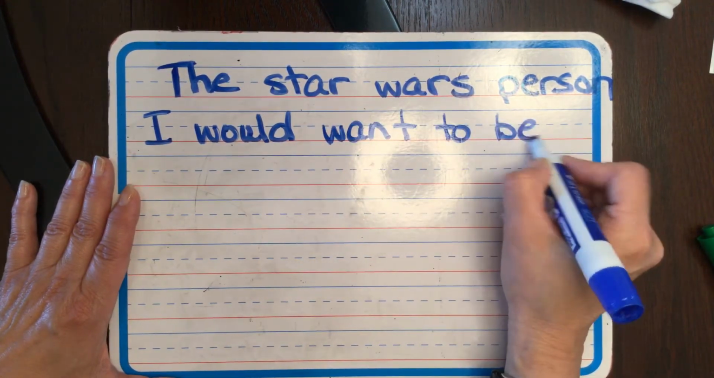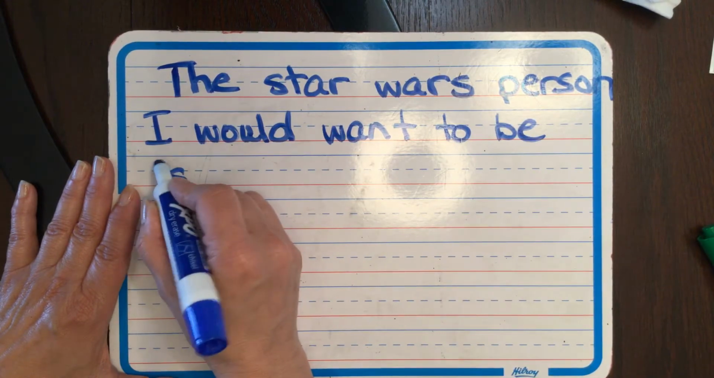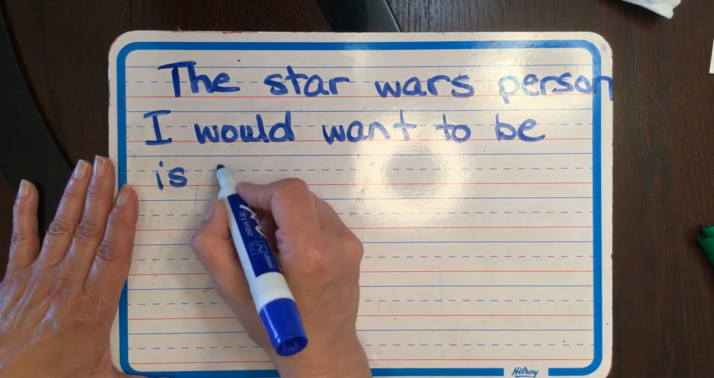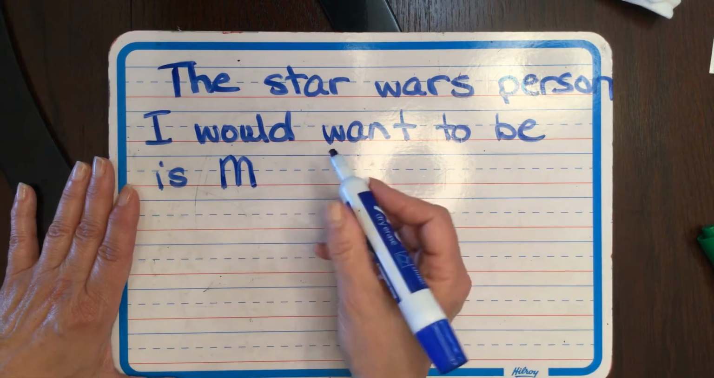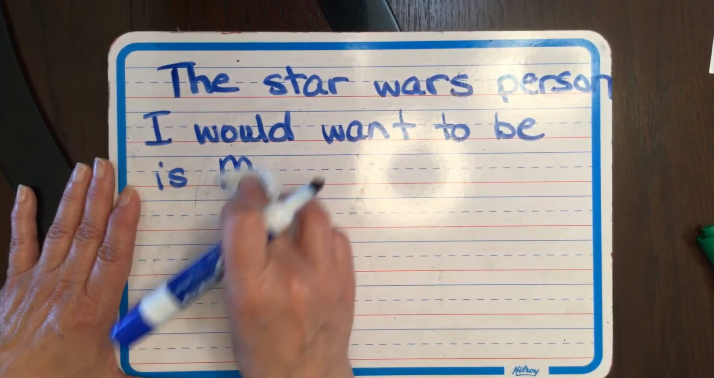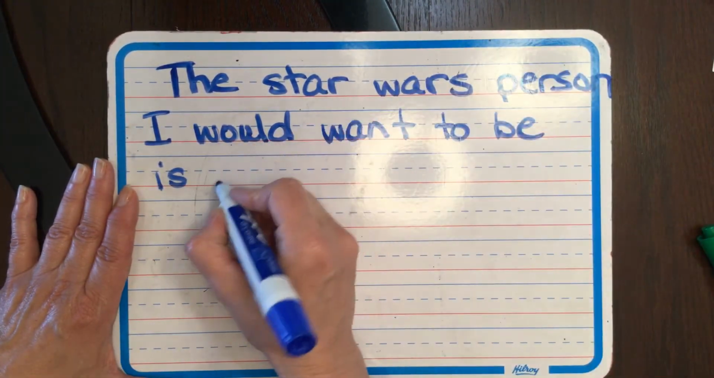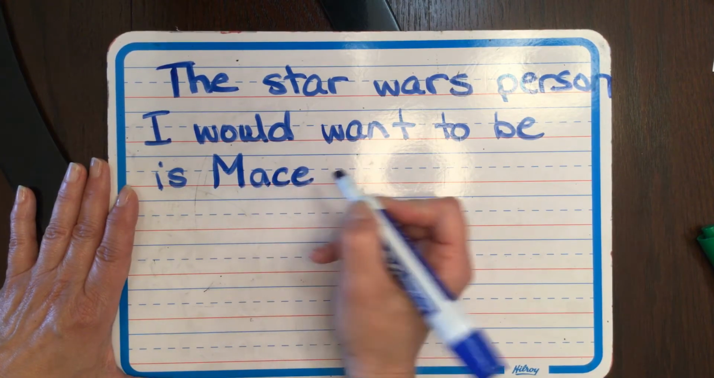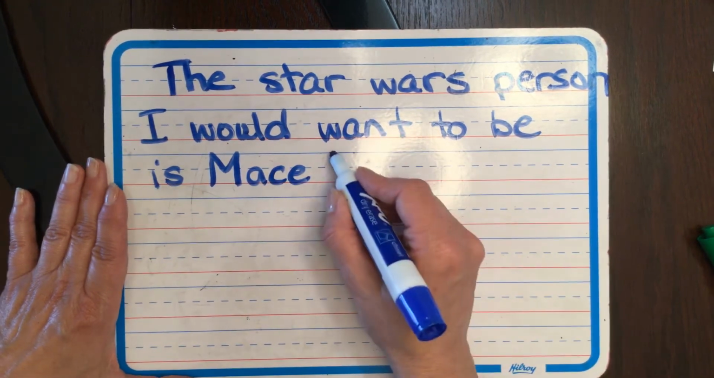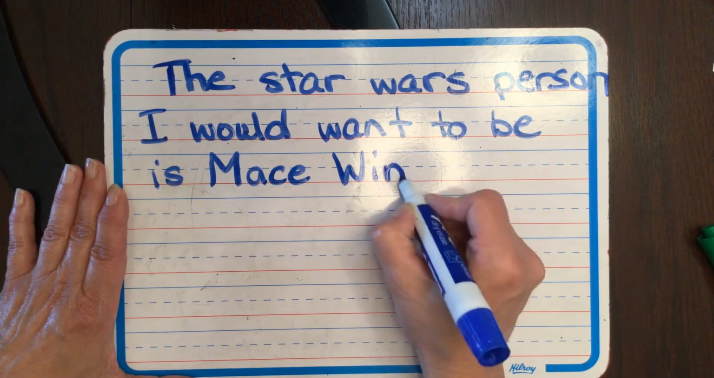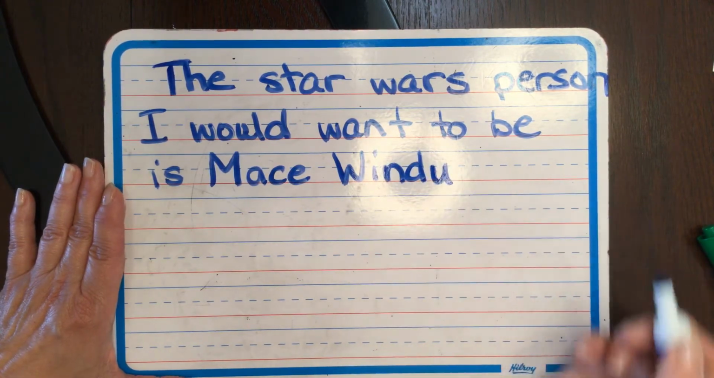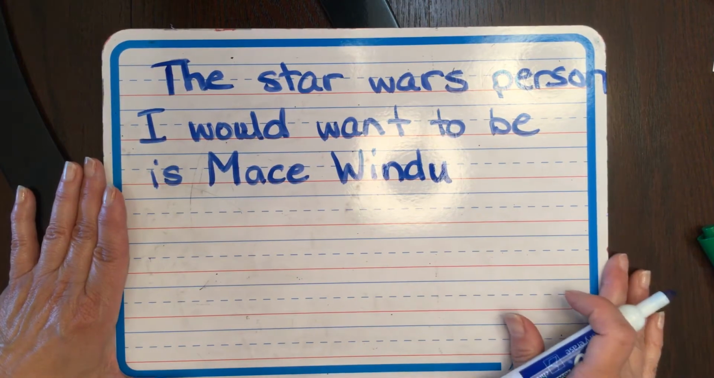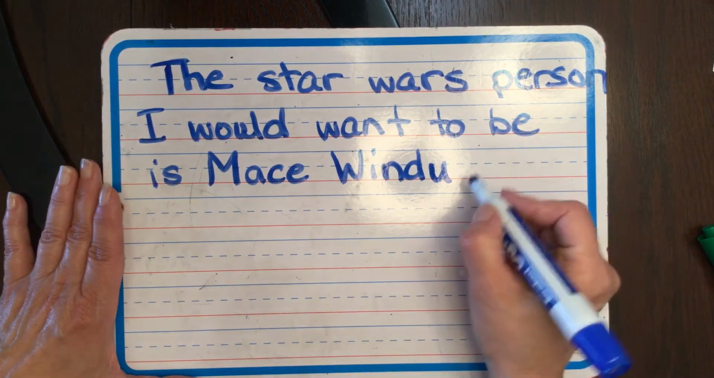to be is, and then you can go ahead and sound out their name. His name is Mace. It's a name, so it is a capital M. It's not a very good capital M. I just made a small M big, so I'll do a pointy mountain M. M-A, it's a C-E, and his last name is Windu, like the word wind, and then a U sound for the U. So the Star Wars person I would want to be is Mace Windu.